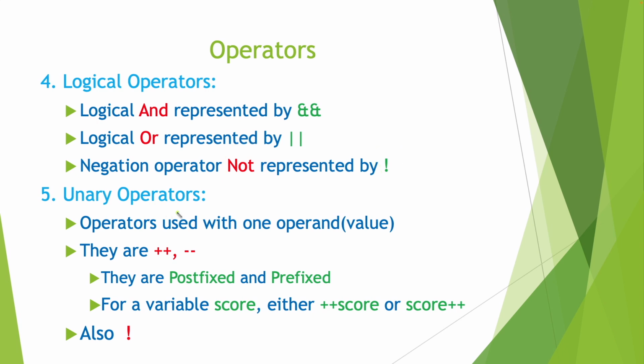A unary operator is used with a single operand. Some examples include plus plus and minus minus. Consider that they are postfixed and prefixed. What does it mean? Assume that you have a variable score. You can write it either plus plus score or score plus plus, but be very careful about their implementations. Negation operator NOT is also a unary operator.